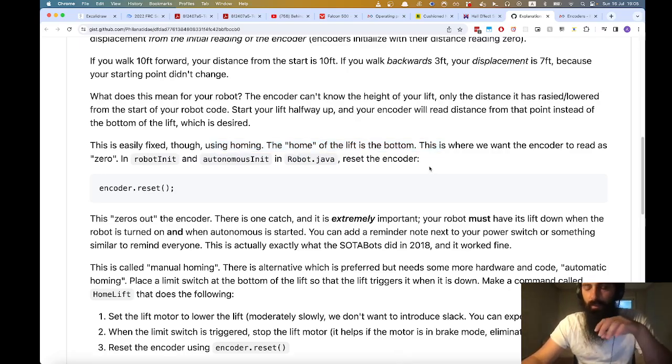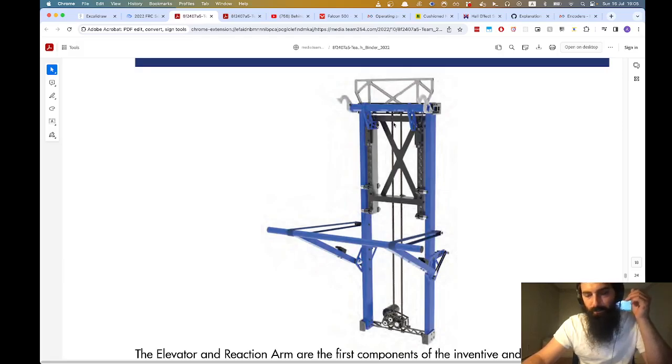This is where we want the encoder to read 0, so that every single time the robot turns on, it doesn't matter if the carriage is up to begin with or down to begin with. The first thing it'll do is lower the elevator until it reaches the bottom. And then once it reaches the bottom, it can tell the encoder, treat this as your 0 location, such that anything after that is all relative to a set location every single time.